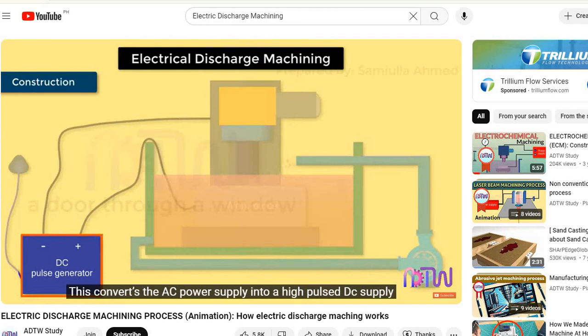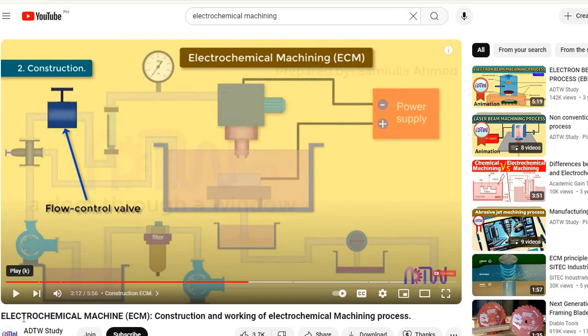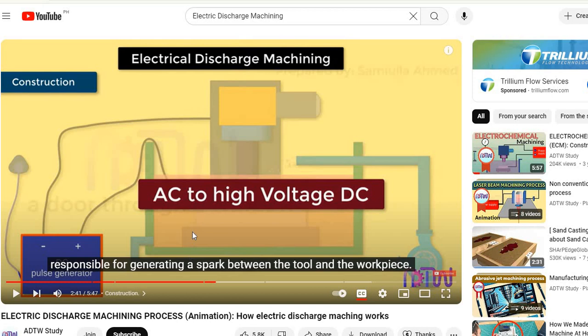This converts the AC supply to a pulsed DC supply. Okay, so that's all that you should know about electric discharge machining. It is very similar to the one that we have watched, which is electrochemical machining. The only difference is the application of anode and cathode. Here in electric discharge machining, or EDM, the workpiece is the anode, or in the positive charge, while the tool is the cathode.